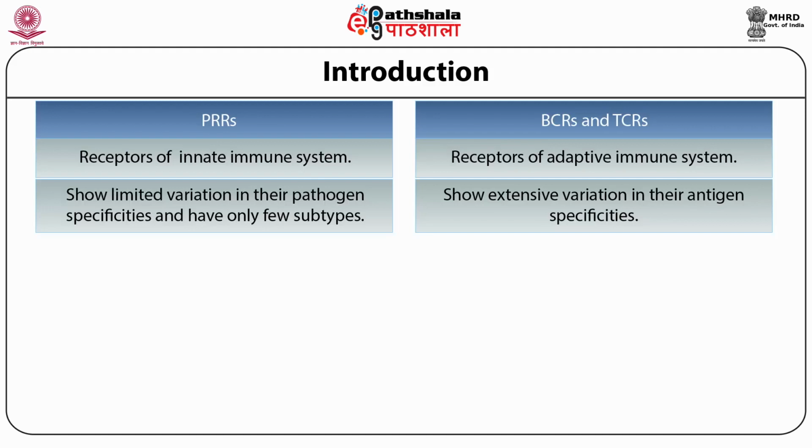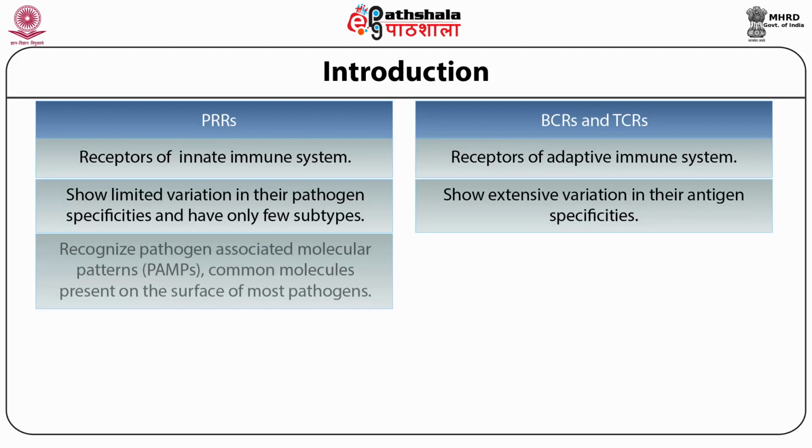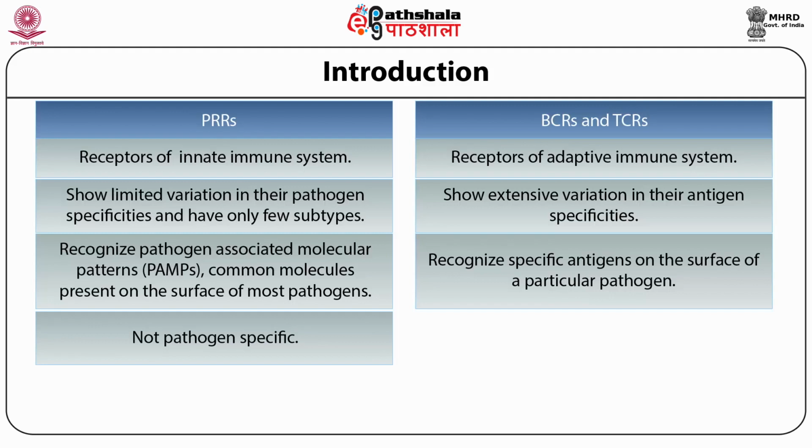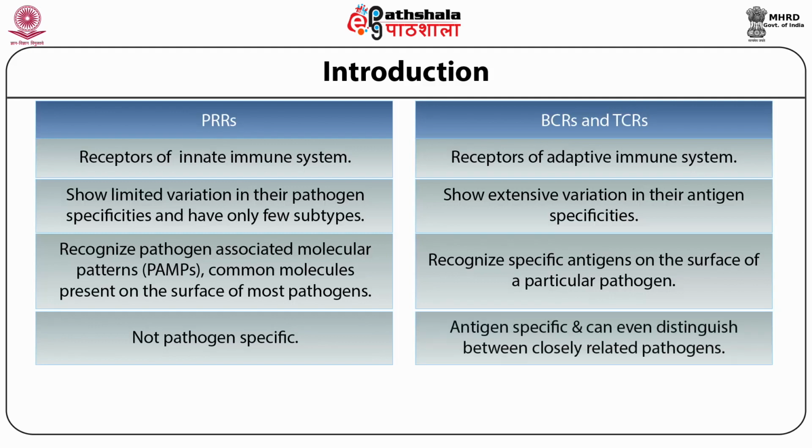The third point of difference is that while the PRRs recognize common molecules such as pathogen-associated molecular patterns or PAMPs present on the surface of most pathogens, the BCRs and TCRs recognize specific antigens belonging to a particular pathogen. Since PRRs recognize common molecules on the surface of pathogens, they are not pathogen specific. On the other hand, BCRs and TCRs are antigen specific and can even distinguish between closely related pathogens.